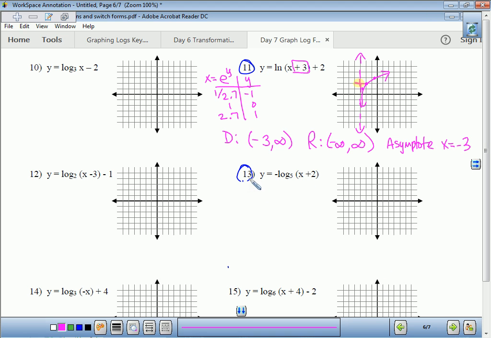Okay, so now we're looking at 13 and 17. 13 because it has this reflection over the x-axis. And then 17 because it has a reflection over the y. So, this one, where does the asymptote shift to? Left 2. X equals -2.